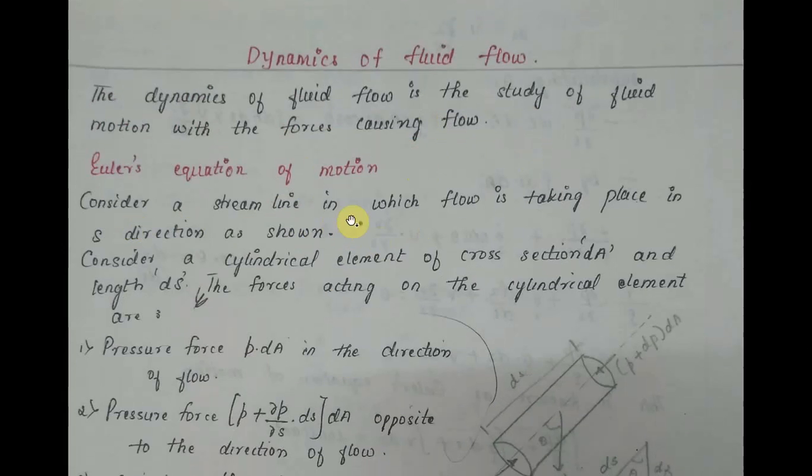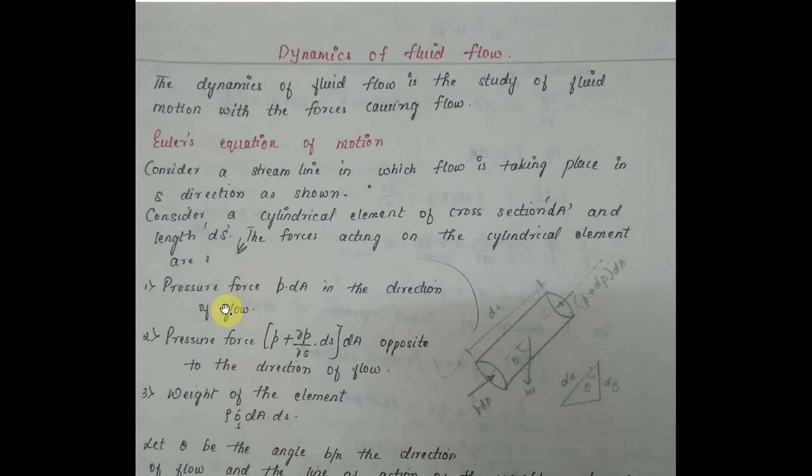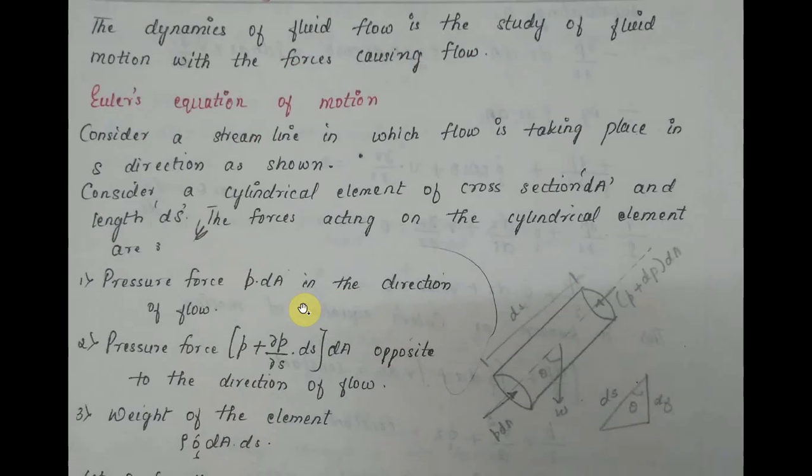Consider a streamline in which flow is taking place in the S direction as shown in the figure. Consider a cylindrical element of cross section delta A and length delta S. The forces acting on the cylindrical element are, first, the pressure force, equal to P into delta A in the direction of the flow.